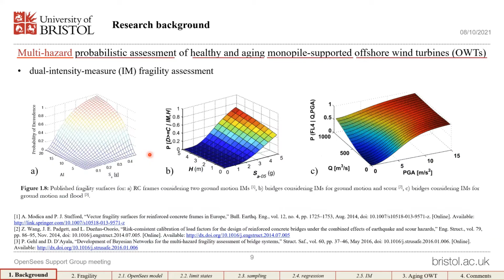Given all of these considerations, the best way of assessing this problem, we thought, would be to use this dual intensity measure fragility assessment framework. Basically, it is an extrapolation of knowledge from previous studies involving conventional reinforced concrete structures as well as bridges, where two intensity measures have been specified for either the same phenomenon or for different hazards.